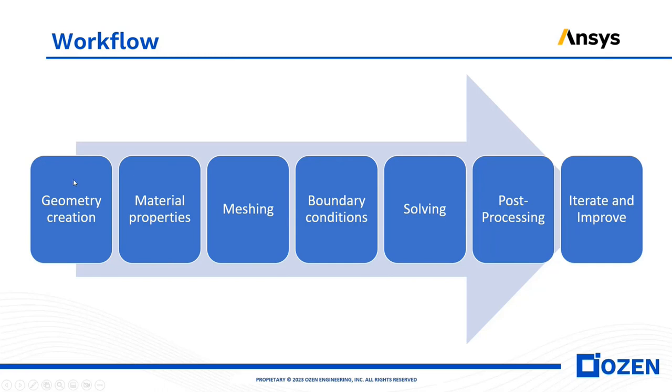Then we can have a very good geometry, we can have the correct properties, even good boundary conditions, but if our mesh is not good enough, probably our accuracy won't be good, right? For simple models, you will see in the next slides that Ansys Icepak offers a very simple tool for doing the mesh. In most cases, we don't need to worry about generating the mesh because the software does it for us pretty well for simple geometries.